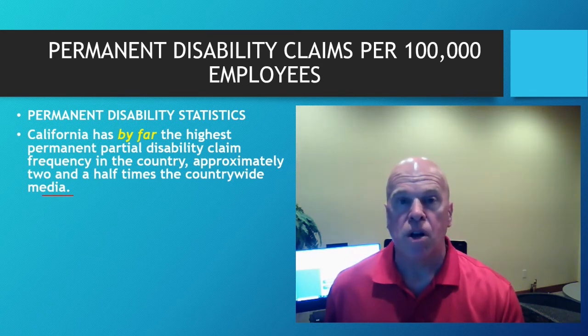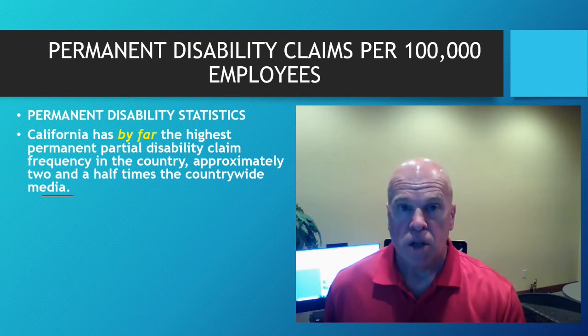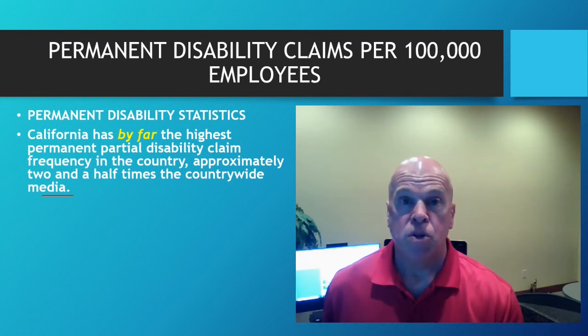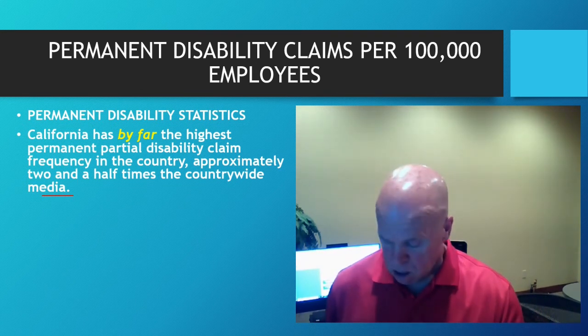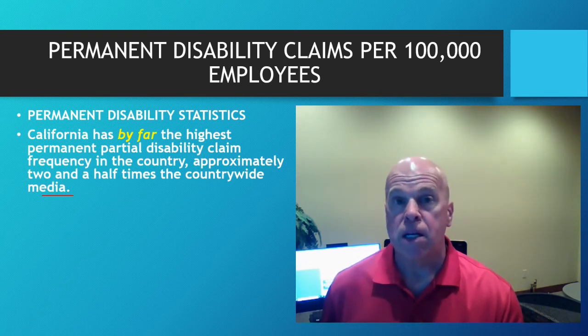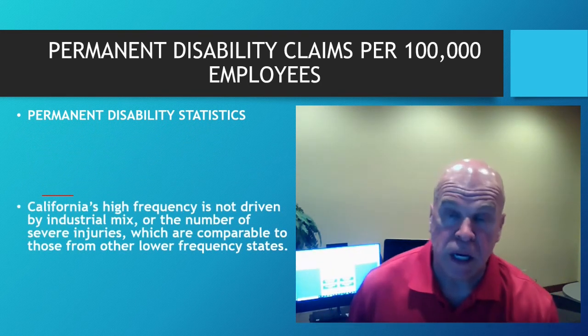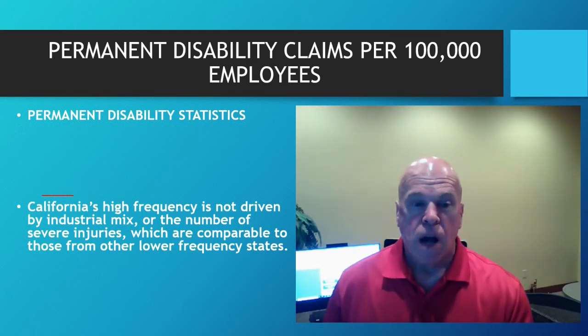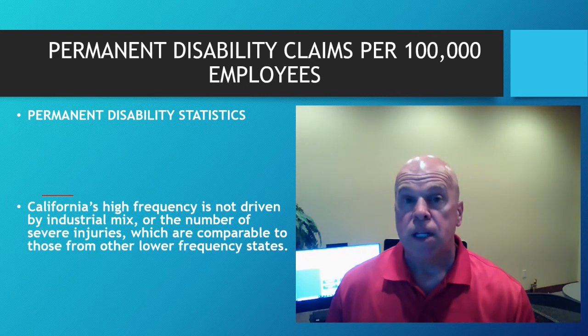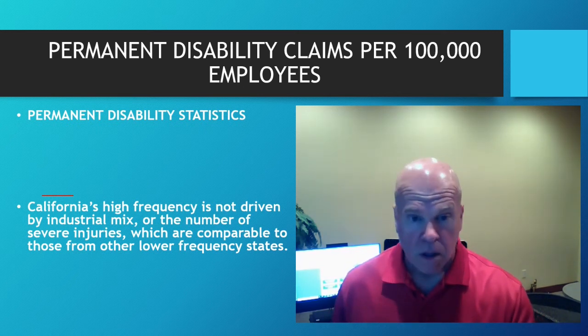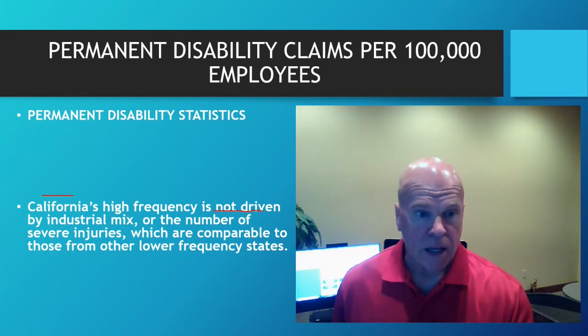Okay? Now you might ask yourself, why is it that injured employees in California go on to receive a permanent disability rating at 2.5 times the rate of injured employees in Texas, Arkansas, or New York? What is unique about California that leads so many injured employees to go on to require or receive a permanent disability rating? Well, according to the WCIRB, California's high frequency of permanent partial disability is not driven by industrial mix.